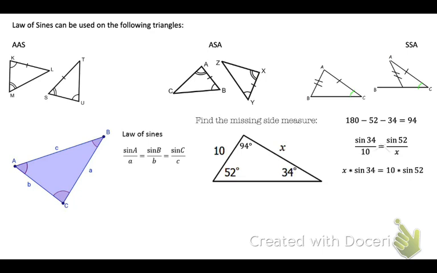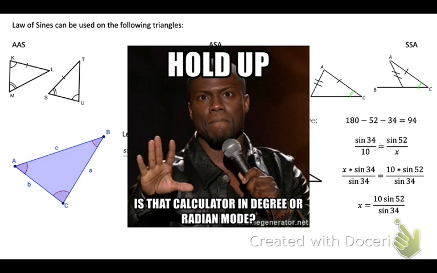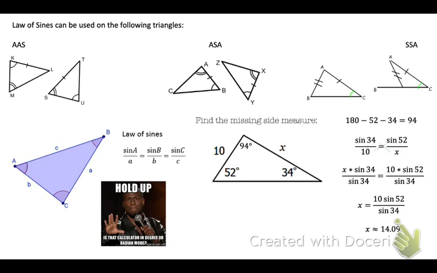So that's x times the sine of 34 equals 10 times the sine of 52. Divide by the sine of 34, and we get x equals 10 sine of 52 over sine of 34. I think I said 32. I meant 52. When you put this in your calculator, make sure this parenthesis right here is closed. That is the most important one. If you don't close it, your answer will be wrong. Also, if your calculator is not in degree mode, it will be wrong. Make sure your calculator is in degree mode. And we get approximately 14.09, which makes sense.